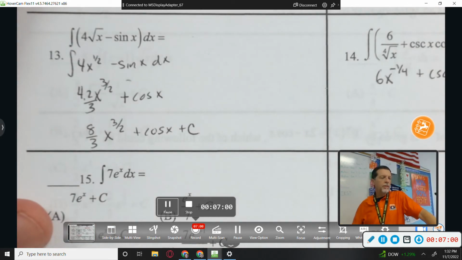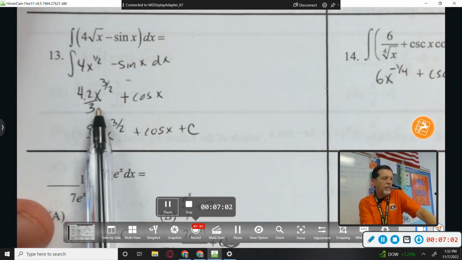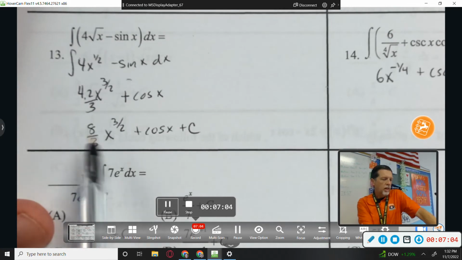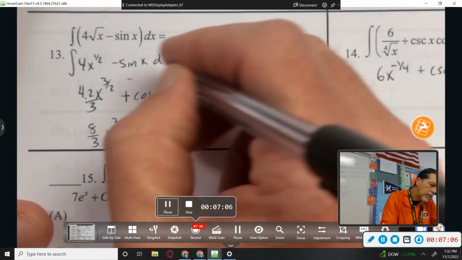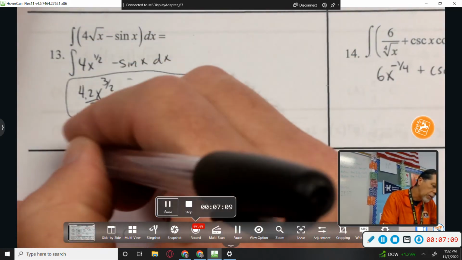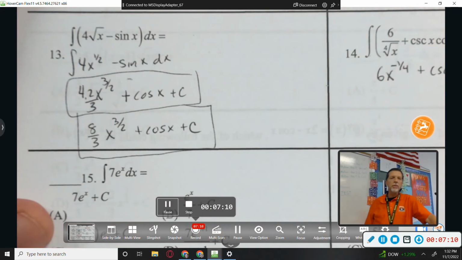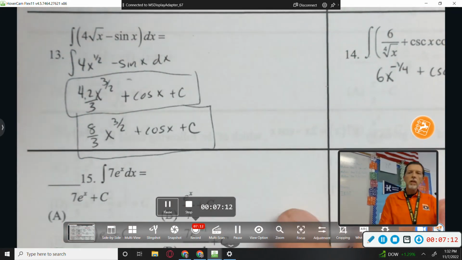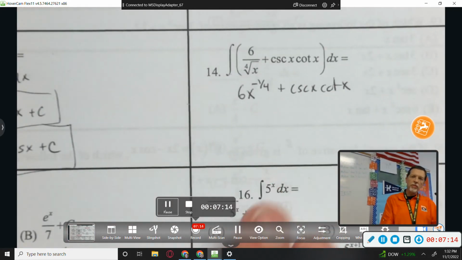So a little bit of algebra first, and then the calculus. And again, this is perfectly okay, but multiple choice, of course, is going to clean it up a little bit. So 14, a little bit of algebra first.